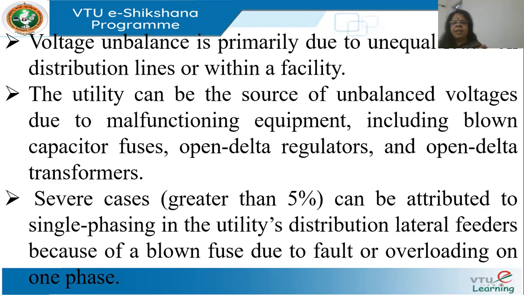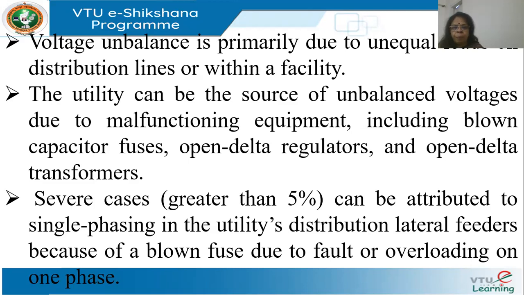What do you mean by a facility? Say an apartment complex with 1,000 houses. Roughly 300-odd houses are fed from each phase, so the load is distributed. It is possible that within this facility, the majority of the people connected between R and N phase have gone on a holiday. I'm just giving you an example of where you can have unequal load distribution within a facility.